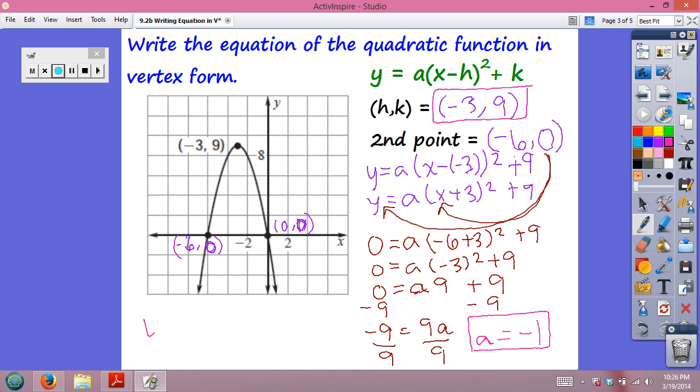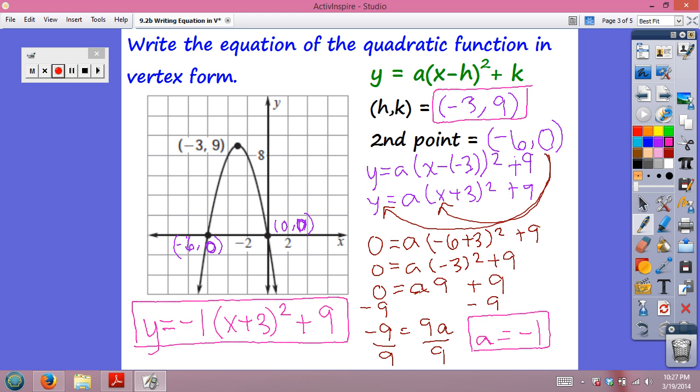So our equation is going to be y equals, a is -1, times (x minus h, which we already determined was plus 3) squared plus 9. And that's our k value. So there's our equation in vertex form, and all we were given was a picture.